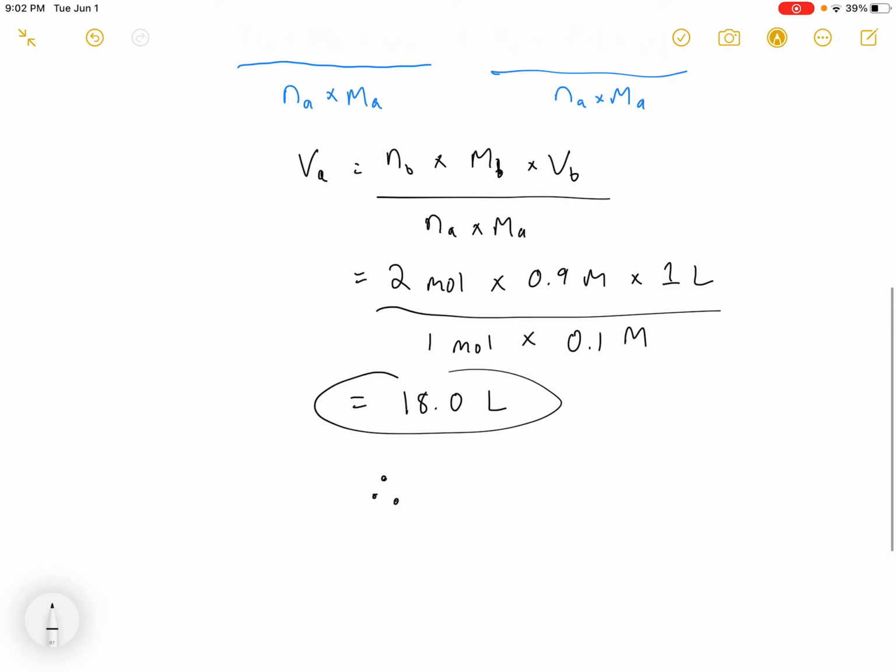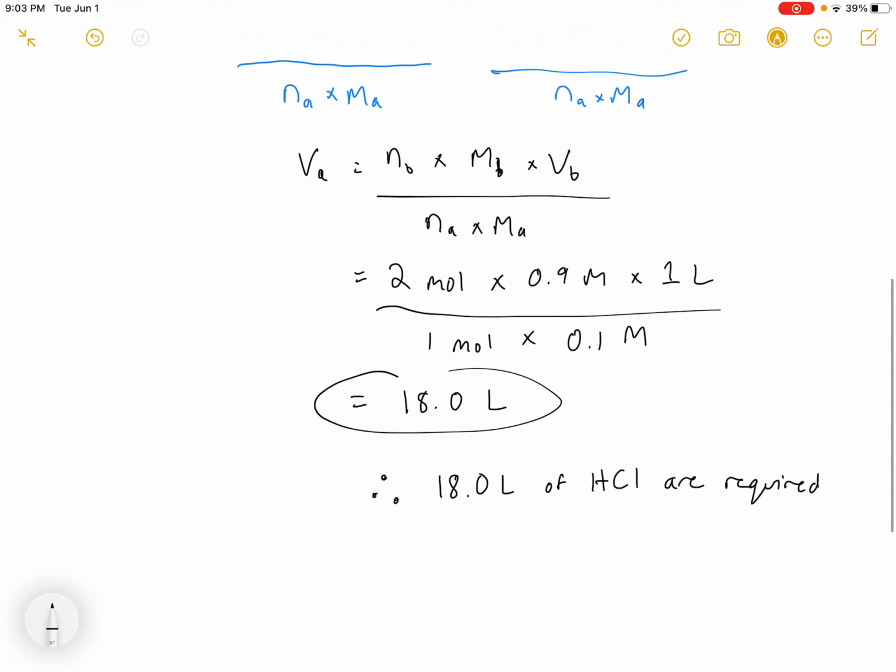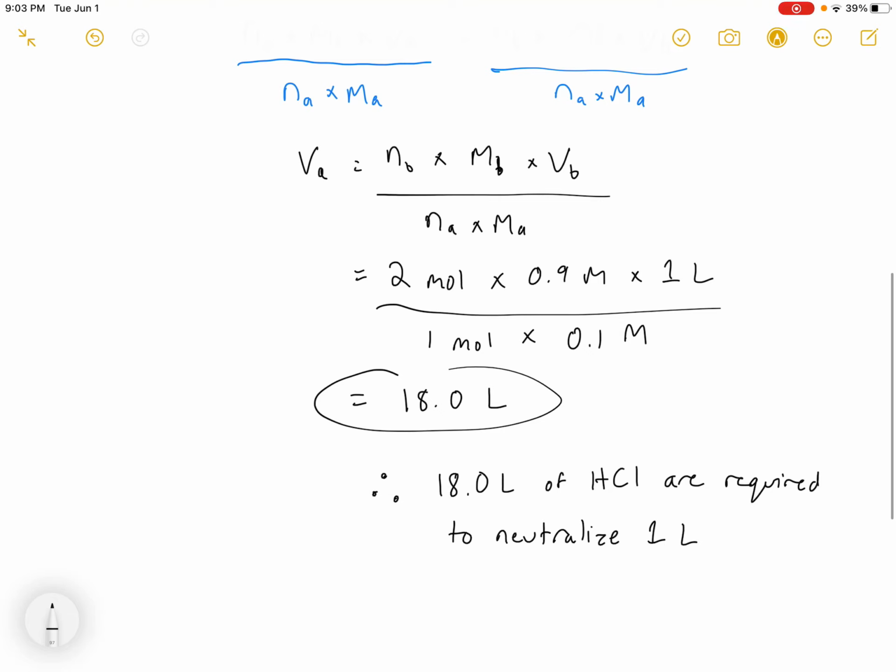So therefore, 18 liters of hydrochloric acid are required to neutralize 1 liter of 0.9 molar barium hydroxide.